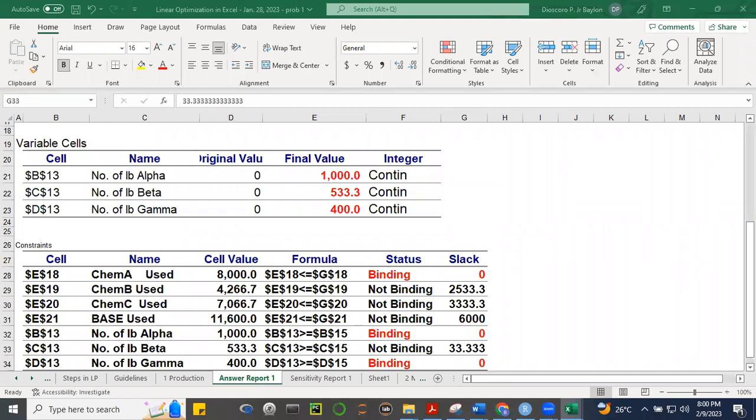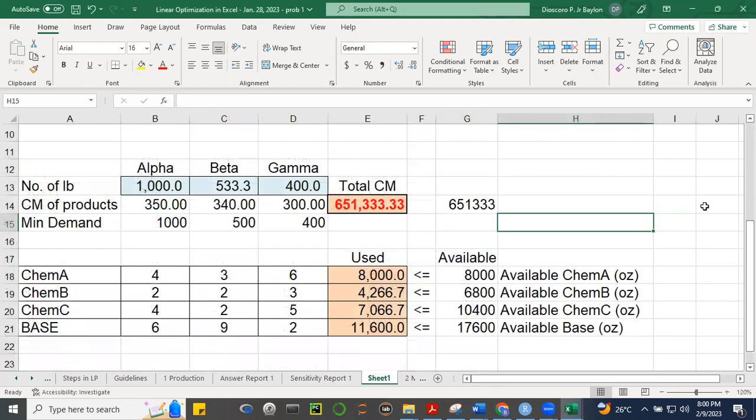Okay, answer report. Thank you, Earl, for that question. How do you generate the answer report? Sige, let's go back to that. So we go back to this, our sheet 1. This is where we place our data.